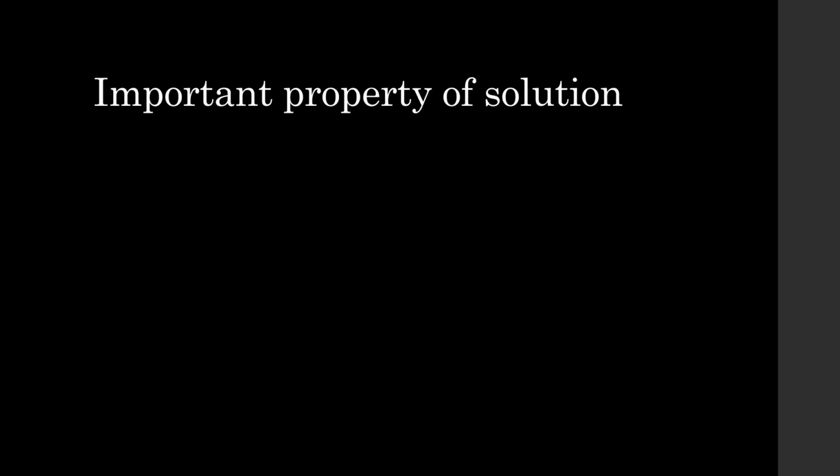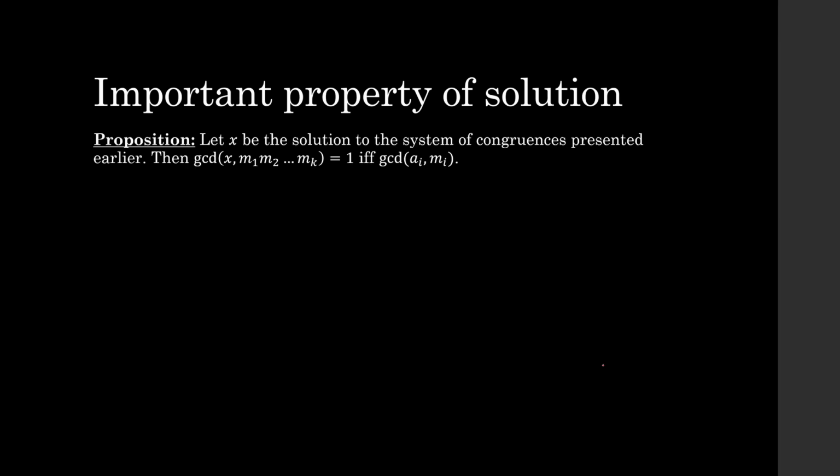Okay, so let's look at an important property of the solution that's actually going to help us understand the totient function that we mentioned last video. So let x be the solution to the system of congruences that we just presented, okay? And we're going to say that the greatest common divisor of x with m1 times m2 all the way to mk is equal to 1, okay?